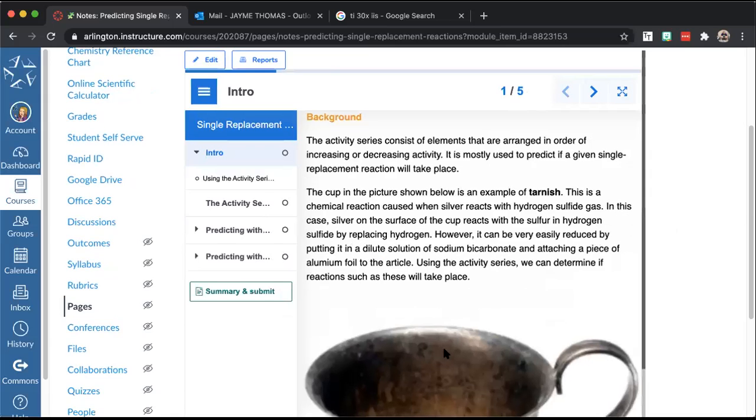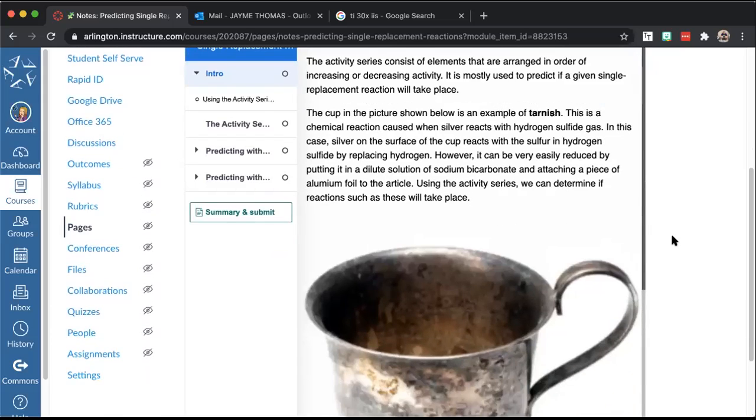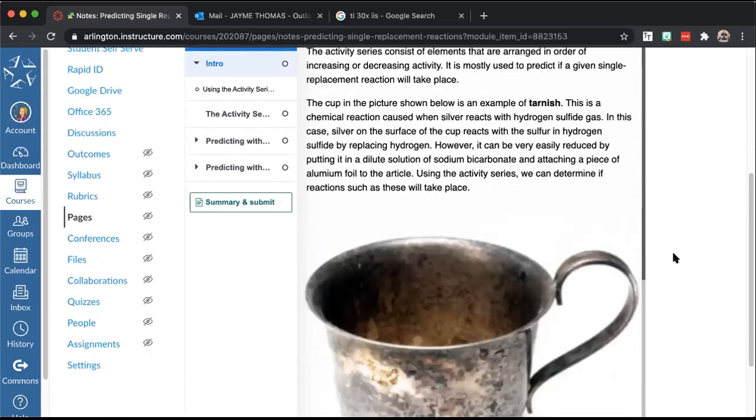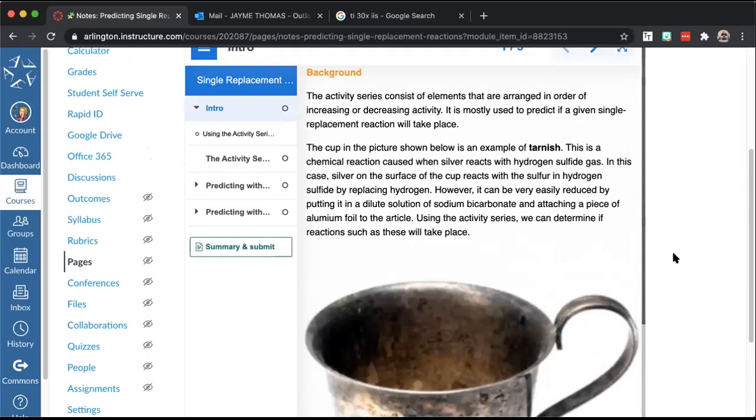Okay. And so the background on here shows an example of a silver cup that has done what's called tarnishing. Tarnish is an example of a single replacement reaction that you might observe. Another one is rust. Rust is a single replacement reaction because rust is formed when iron reacts with water. All these things that we see in everyday life are actually types of reactions, and a lot of times they're single replacement reactions.